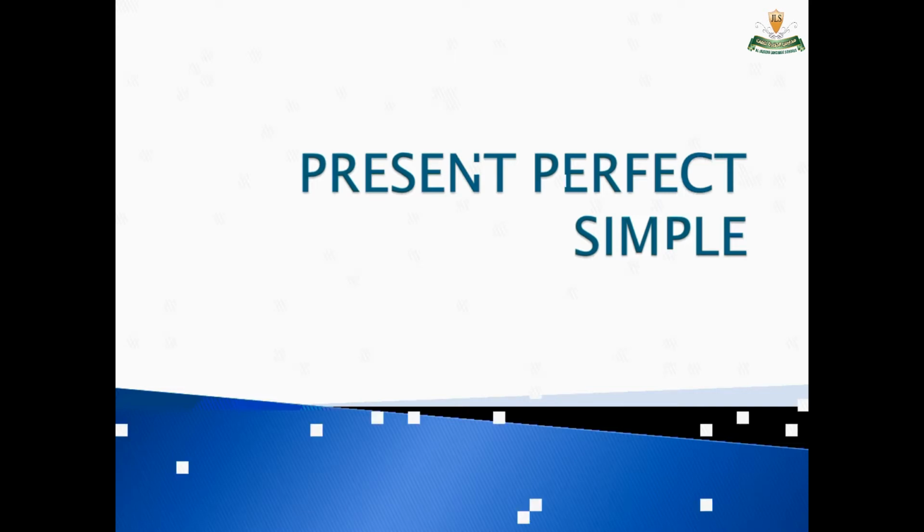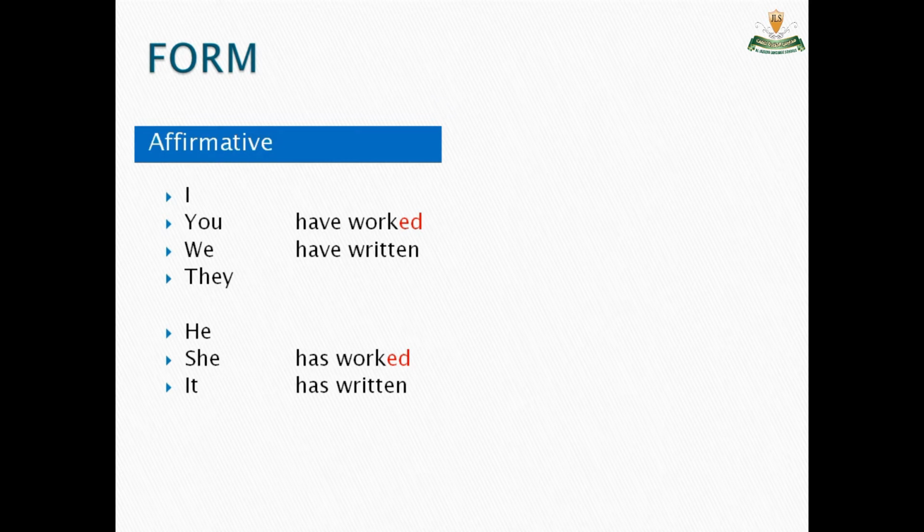The form. We use the subject pronoun I, you, we, they plus have plus verb plus ed if it is a regular verb. If it is an irregular verb, we have to study the past participle first. I, you, we, they plus have plus the verb in the past participle: written. He, she, it has worked or has written. So we have to study past participle first. Okay?